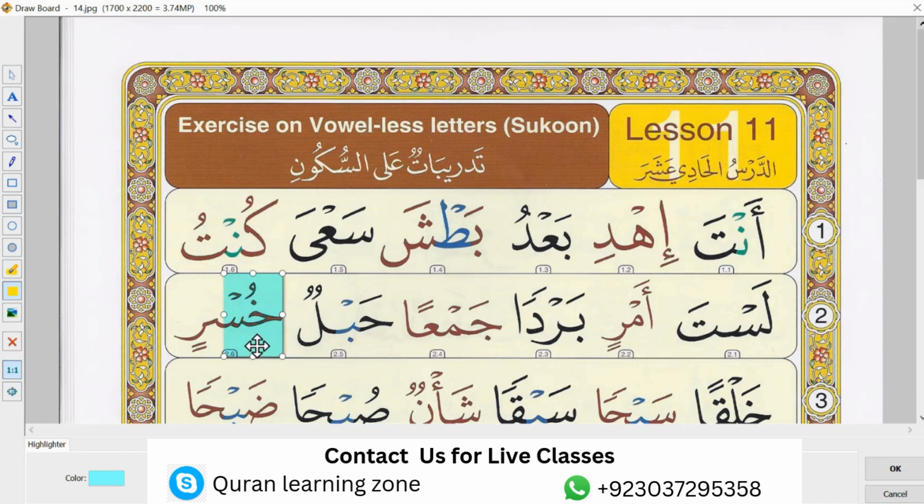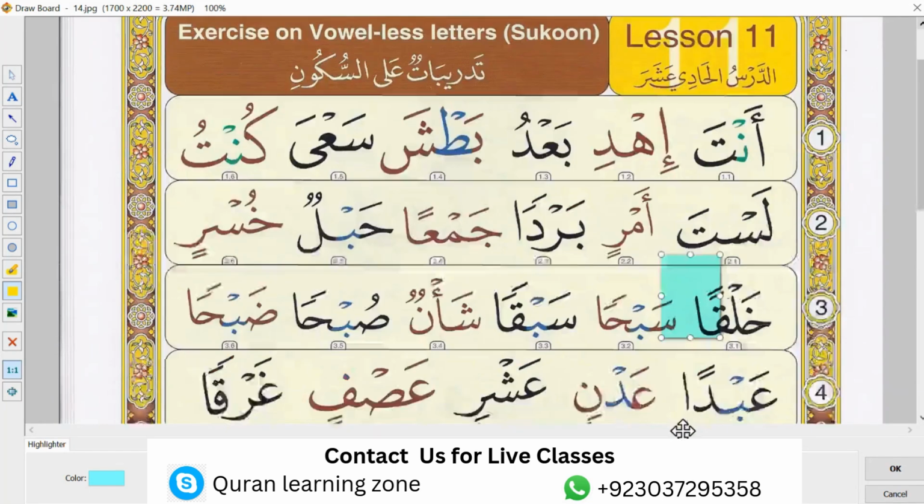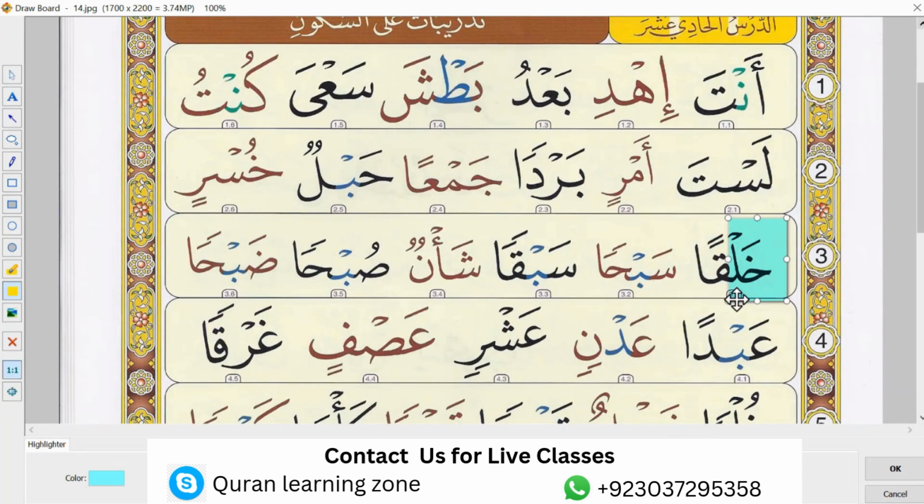Khasin pesh ra to zerin, khusrin. And the next one is here. Khalam zabar qaf to zabar. Its sound is khalqan. You read with me. The next one is here. Sin ba zabar ha to zabar sabahan. And the next one is here. Sin ba zabar qaf to zabar sabqan. And the next one.